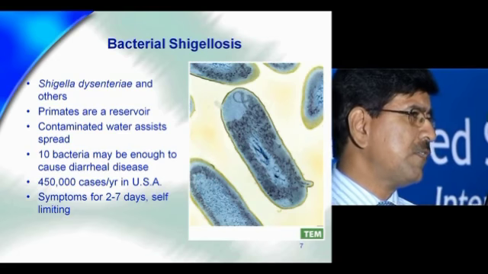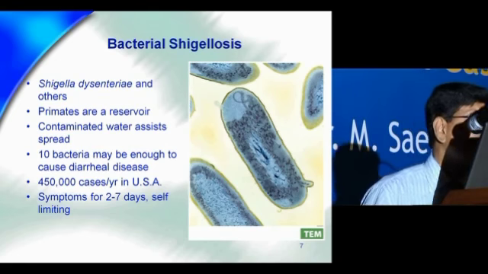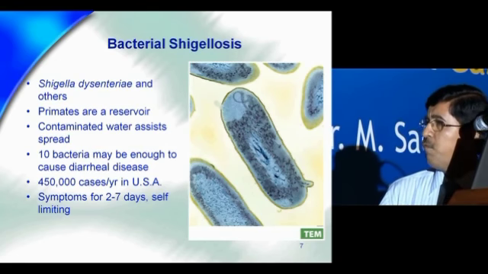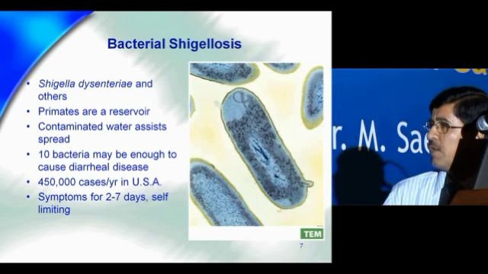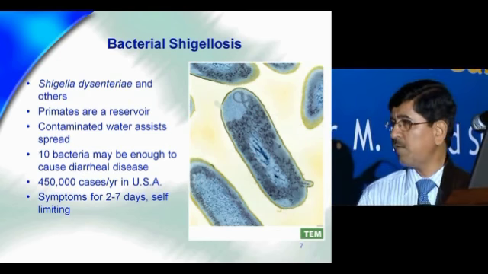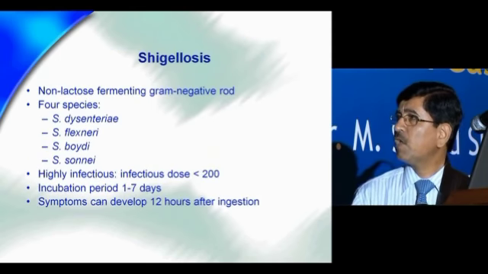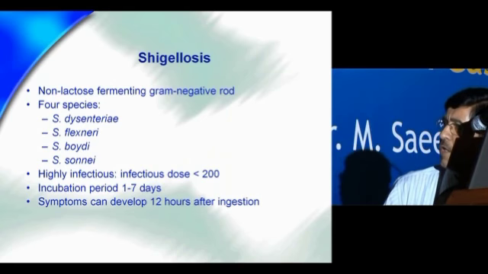Around 450,000 cases per year are reported in the USA. Symptoms may last for 2 to 7 days. Sometimes it may be self-limiting. It is a non-lactose fermenting gram-negative rod. There are 4 species: Shigella dysenteriae, Shigella flexneri, Shigella boydii, and Shigella sonnei.